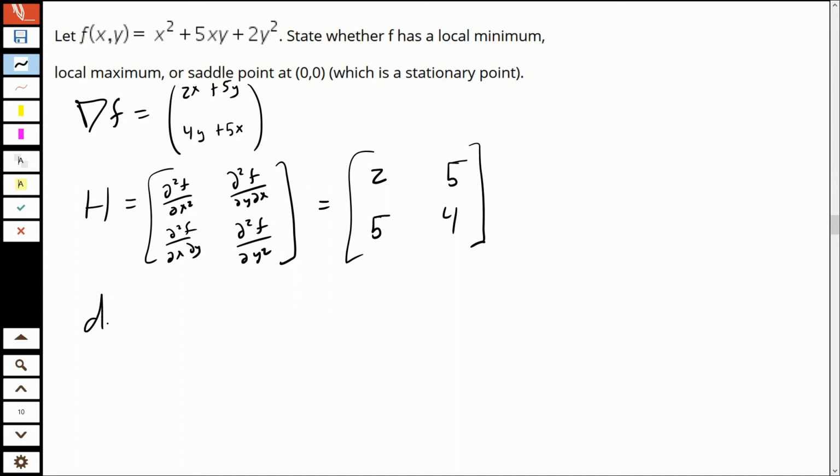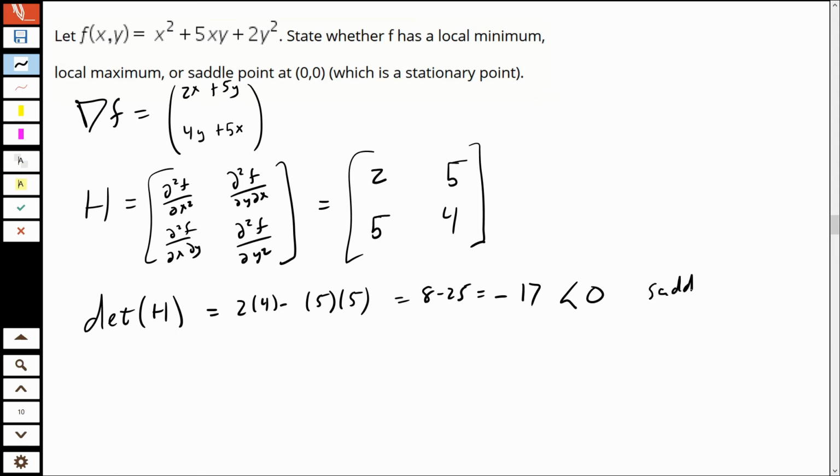Okay, so the determinant of H is going to be 2 times 4 minus 5 times 5. That's 8 minus 25, minus 17. Doesn't matter, it's going to be less than 0. And because it's less than 0, this tells me right away that this is a saddle point. I don't have to do any extra check. If it's less than 0, it's a saddle point, I'm done.